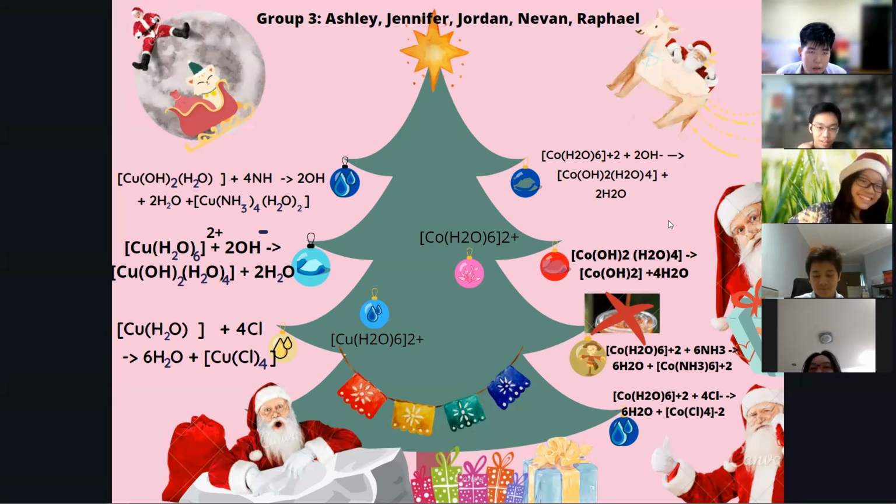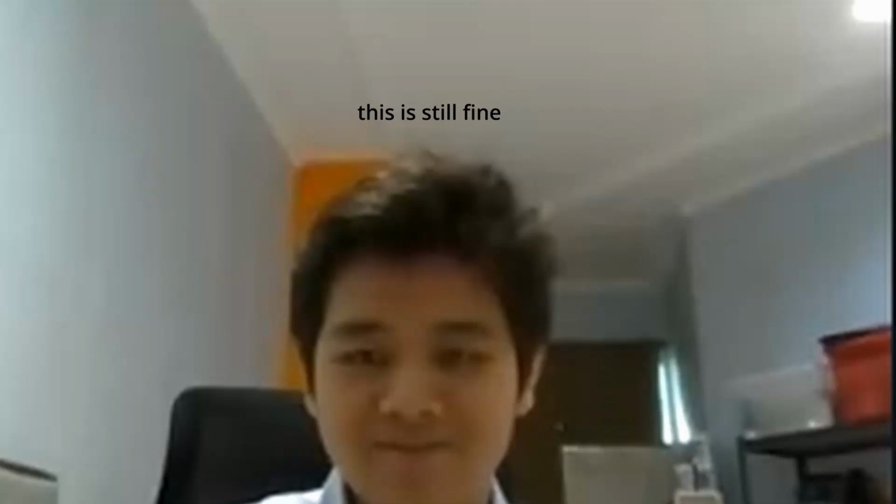The first ligand we're going to talk about is Cu(H2O)6. It is a blue solution, and it can be reacted with other ligands for ligand substitution. Ho ho ho! But what's the reverse of that?